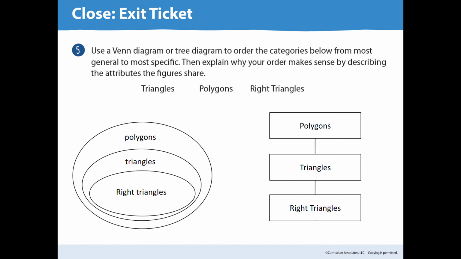A polygon is a closed two-dimensional figure with at least 3 straight sides and 3 angles. A triangle shares the attributes of a polygon, but it has exactly 3 sides and 3 angles. It's a kind of polygon. A right triangle shares the attributes of a triangle, but it also has 1 right angle, so it is a kind of triangle.